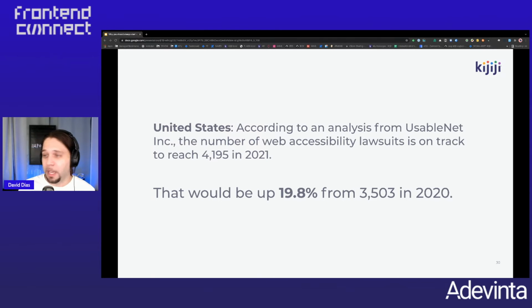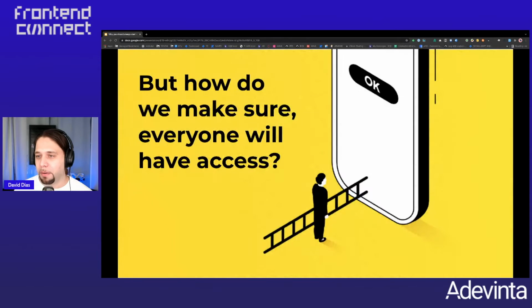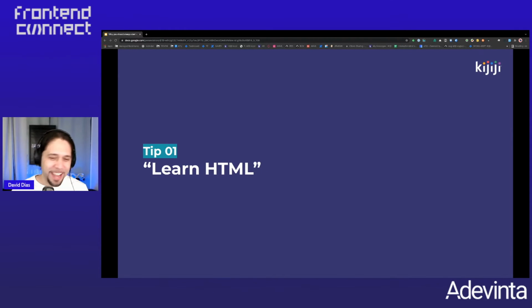It's huge. And you can imagine that not everyone goes to a lawsuit, but it's becoming a really big problem. But how do we make sure everyone will have access to our websites? What should we do? I'm going to start with something really complicated: learn HTML.